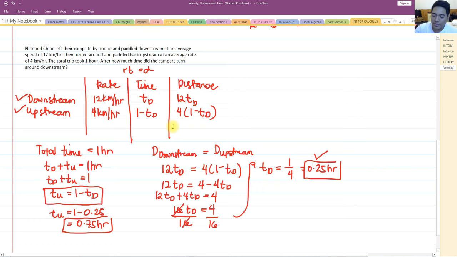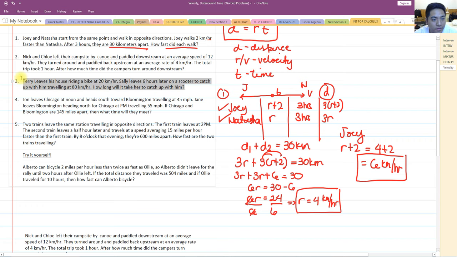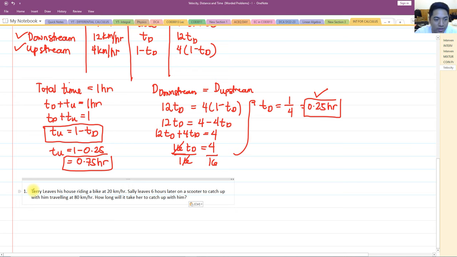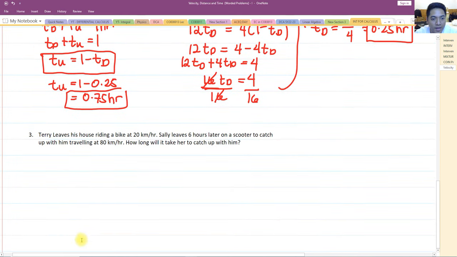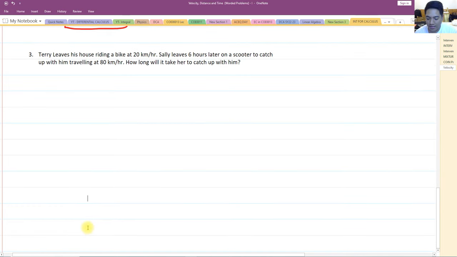So going back to number 3. For this problem, I'm just going to copy paste this number 3. Terry leaves his house riding a bicycle at 20 kilometers per hour. Sally leaves 6 hours later. So you have Terry and you have Sally.